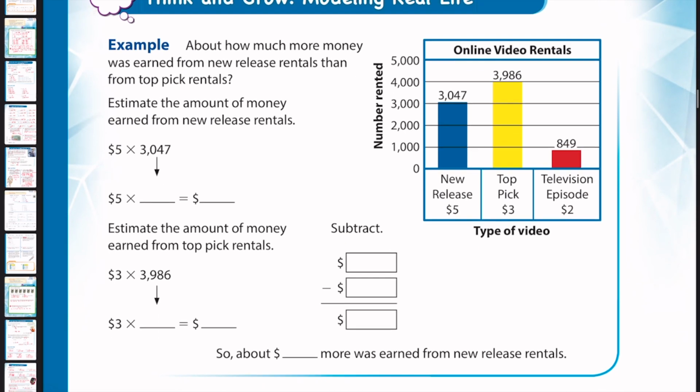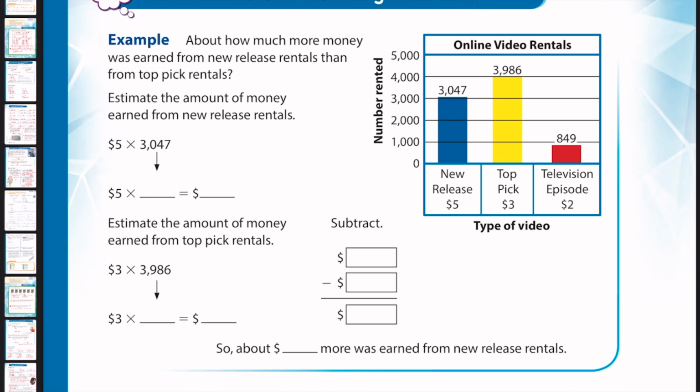Okay, let's move on. This is an example about how much more money was earned from new release rentals than from top pick rentals. Here we need to compare, right? Estimate the amount of money earned from new release rentals. So 5 times 3,047 is going to be what? Yes, this number is closer to 3,000. That means 3 times 5 is 15, and we are going to put 3 more zeros at the end.